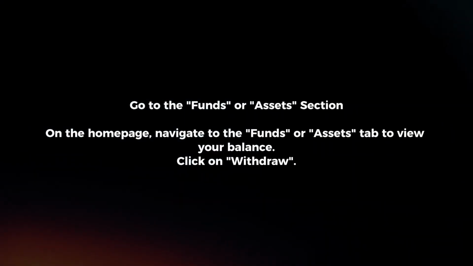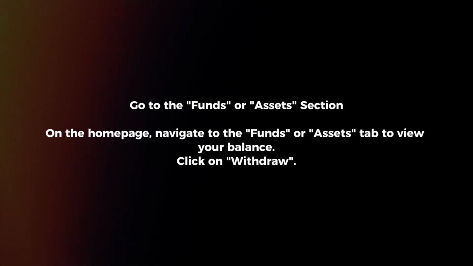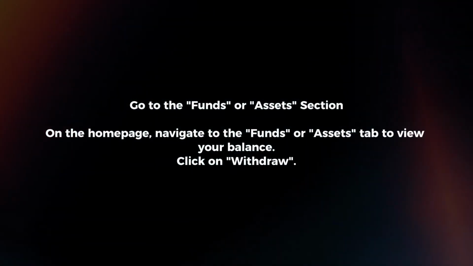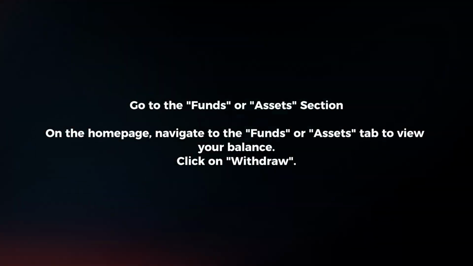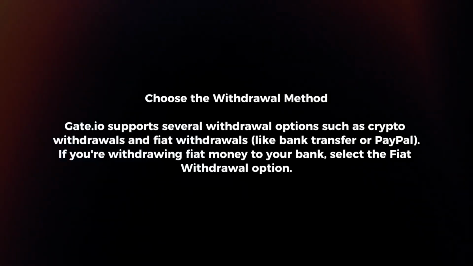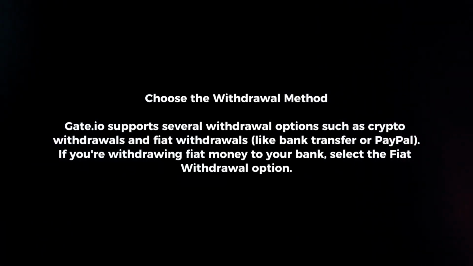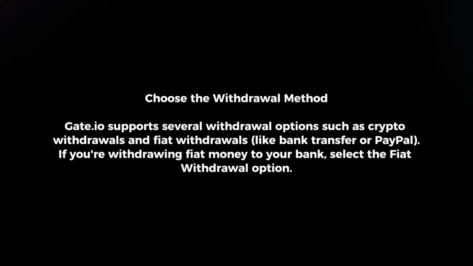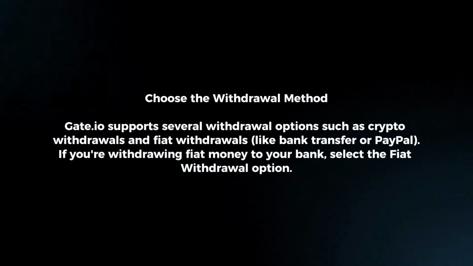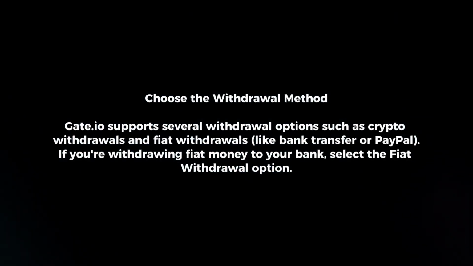Go to the Funds or Assets section. On the homepage, navigate to the Funds or Assets tab to view your balance. Click on Withdraw. Choose the withdrawal method. Gate.io supports several withdrawal options such as crypto withdrawals and fiat withdrawals. If you're withdrawing fiat money to your bank, select the fiat withdrawal option.